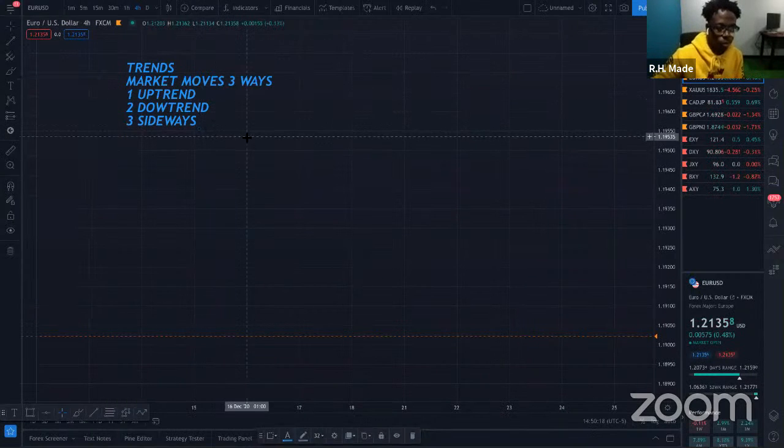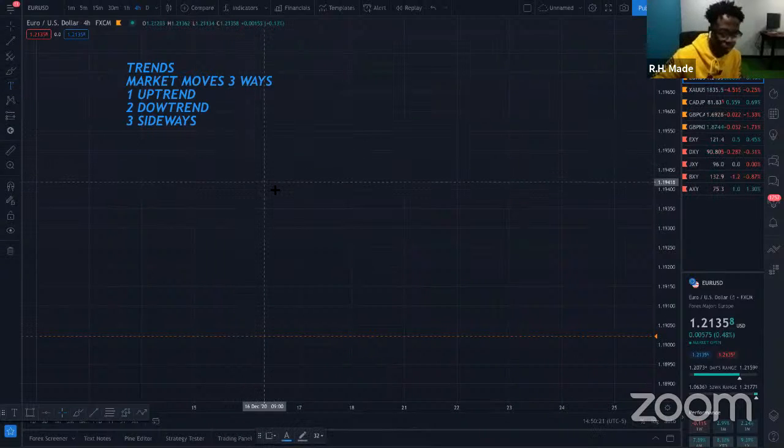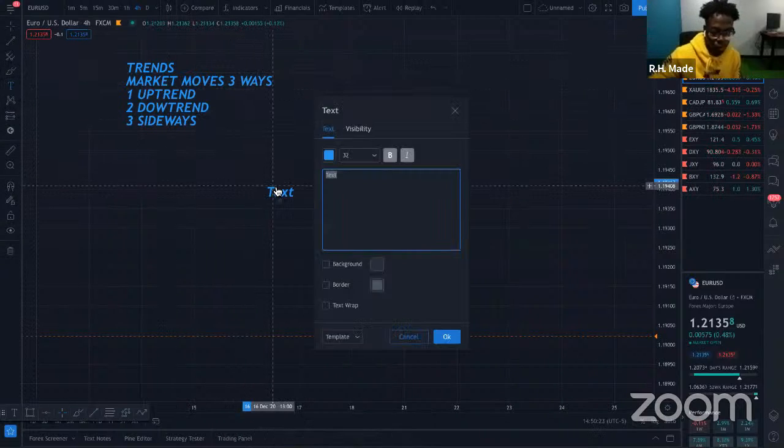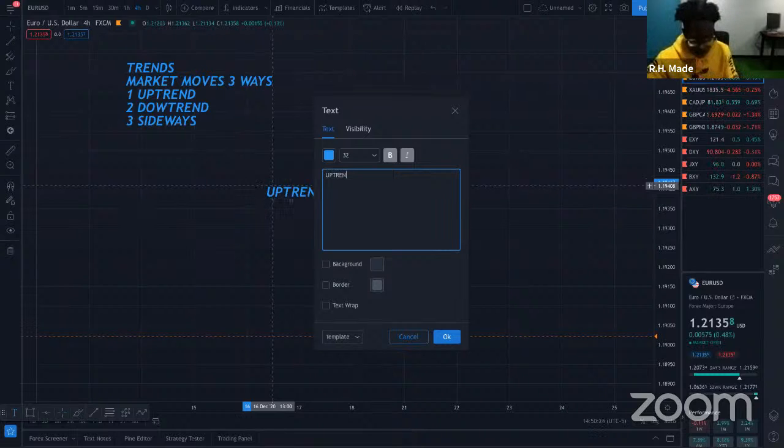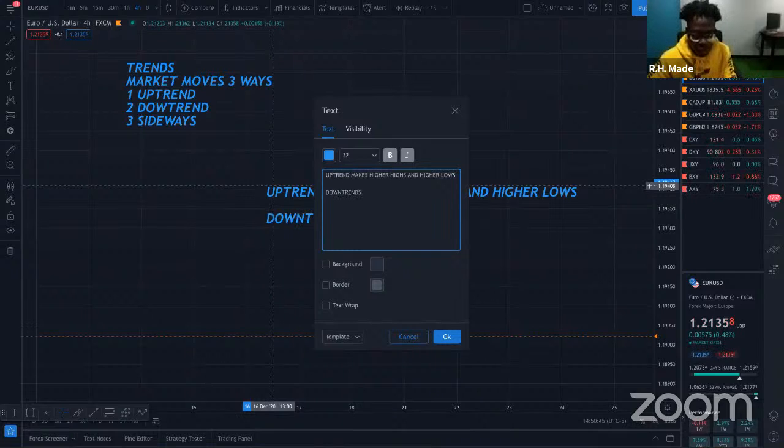So I'm gonna talk about an uptrend first. If you have your notes with you, write this down too as I'm typing. An uptrend makes higher highs and higher lows. A downtrend makes lower lows and lower highs.